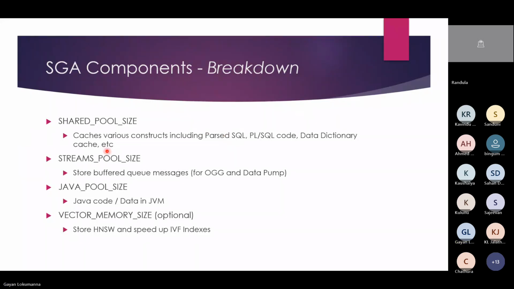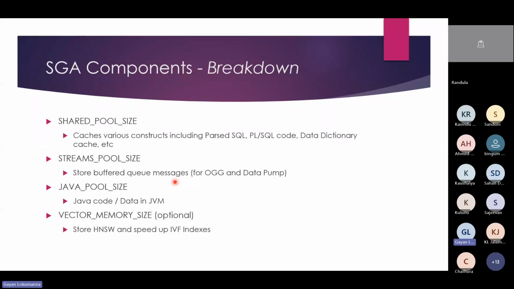And then we also have an optional structure within SGA, which we call streams pool, which we will use for buffered queue messaging. This messaging will take place especially on some tools which we use, and these are like Oracle GoldenGate.